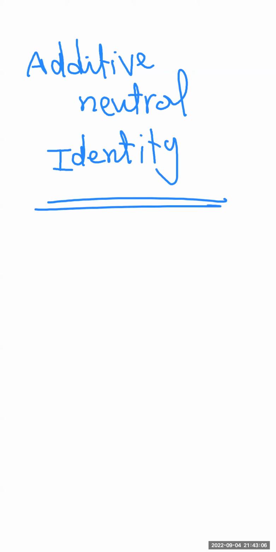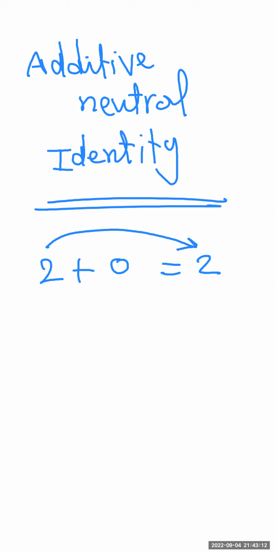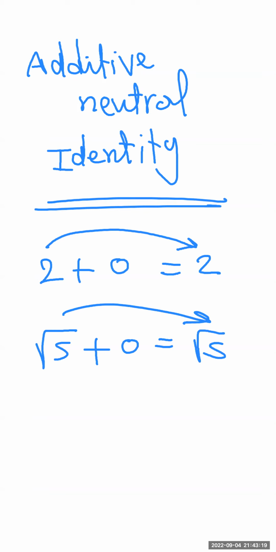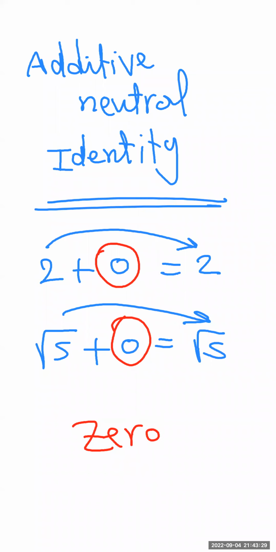So 2 plus 0 will equal 2, nothing changed. Square root of 5 plus 0 equals square root of 5, nothing changed. Why? Because it's a neutral. So what is the additive neutral element? It's 0. Okay, guys, are we clear till this point? Yeah. Okay, that's great.